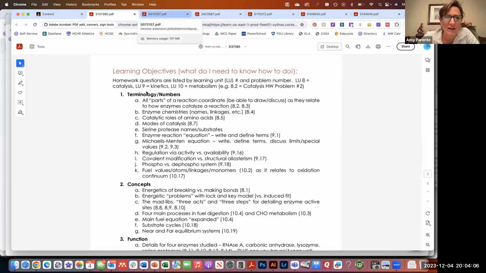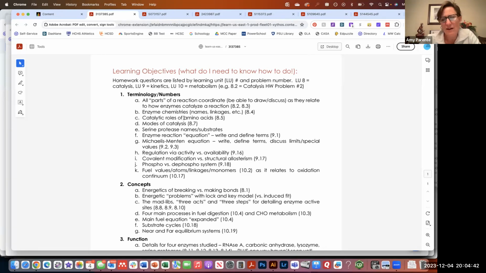So again, thinking about enzymes, we learned about a reaction coordinate. Be able to draw and discuss the relevant parts of a reaction coordinate and how they equate to how enzymes catalyze reactions. For the enzymes that we learned about, be able to identify the enzyme names, the substrates that they participate with, linkages that they cleave, things like that. A lot of these I'll flip to in the homework in a minute so we can see these homework questions. That's the purpose of the homework, is sort of to take some of this stuff and have more of a meta-analysis and sort of bring stuff together.